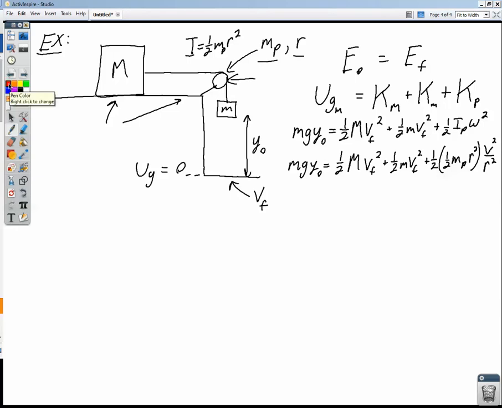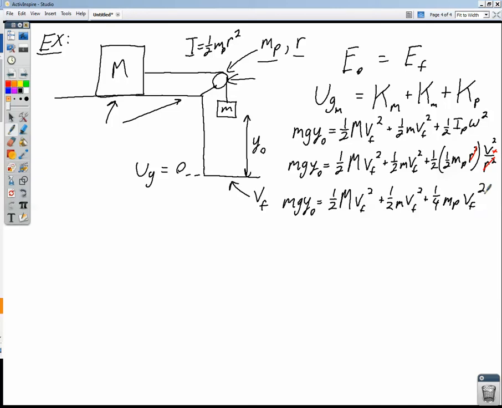We're going to be solving for this v final, and this one over here is a v final. It's the same velocity if it's rolling without slipping. So this r squared here cancels with this r squared here. The two halves here are going to make a 1/4, so let's go ahead and write that out in its entirety. Again, m g y naught is equal to 1/2 of big M v final squared plus 1/2 of little m v final squared plus 1/4 the mass of the pulley times v final squared.